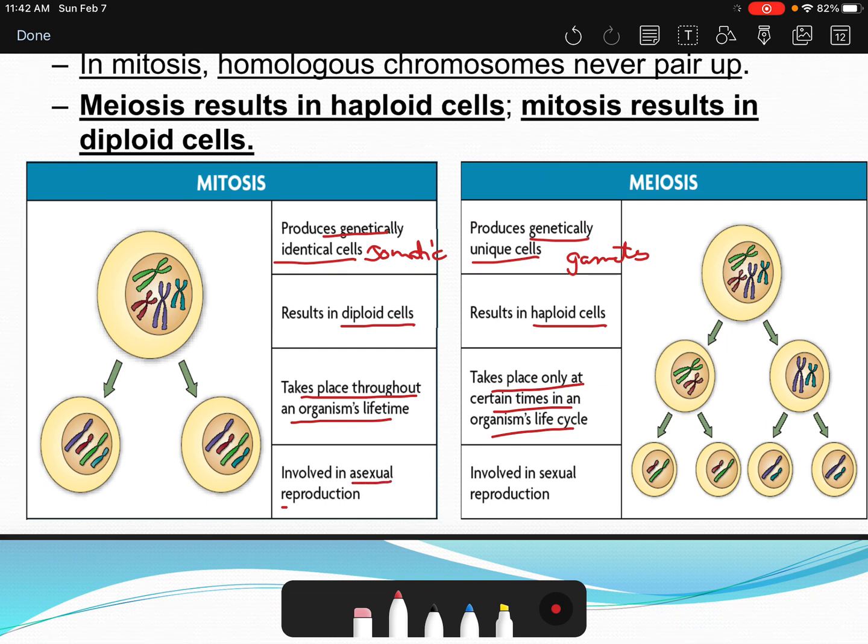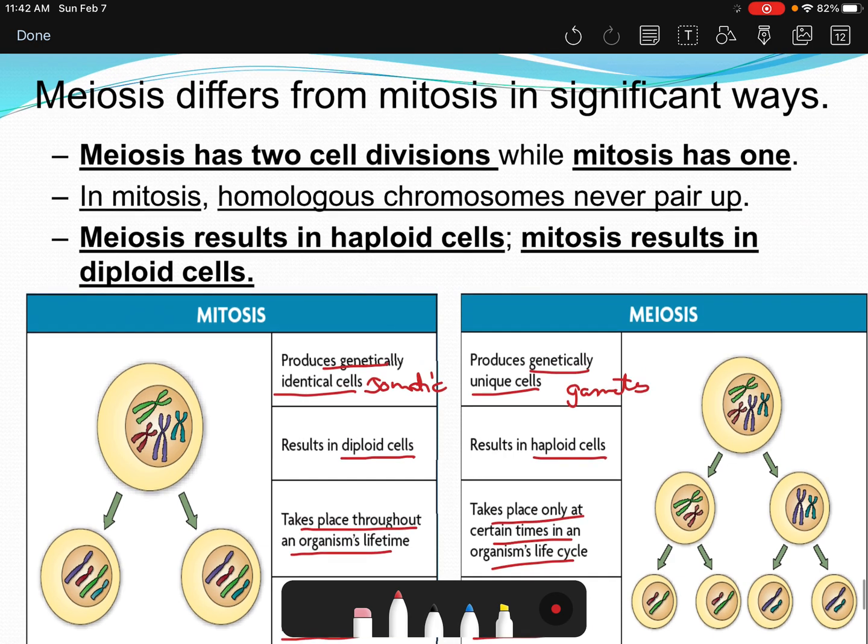Mitosis is involved in asexual reproduction, whereas meiosis is involved in sexual reproduction with the formation of those gametes. So again, meiosis, 2 cell divisions. Mitosis only has 1 cell division. In mitosis, the homologous chromosomes never pair up. And again, meiosis results in haploid gametes that are genetically different. Mitosis results in diploid cells, somatic cells that are genetically the same. So you should really understand and be able to compare and contrast mitosis and meiosis.